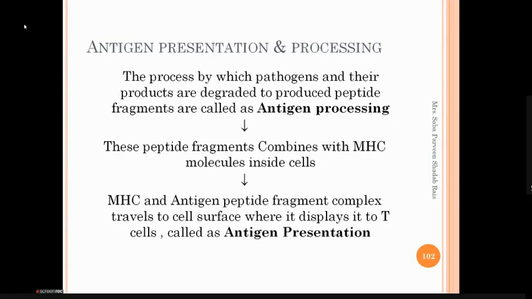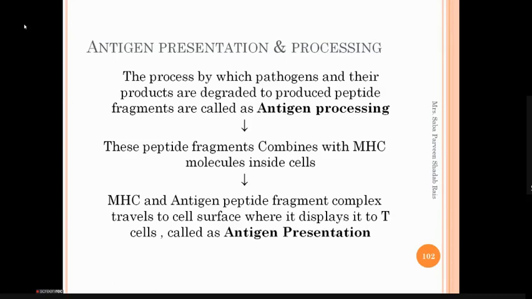The process in which the pathogens or their products are processed. Not always is the pathogen harmful, right? Sometimes the product of the pathogen, like one bacteria is secreting a bacterial toxin. So that toxin is also antigenic, so that could also be presented. Not necessarily is the antigen always taken inside and part of it presented to the T cells or the B cells for the formation of antibodies.